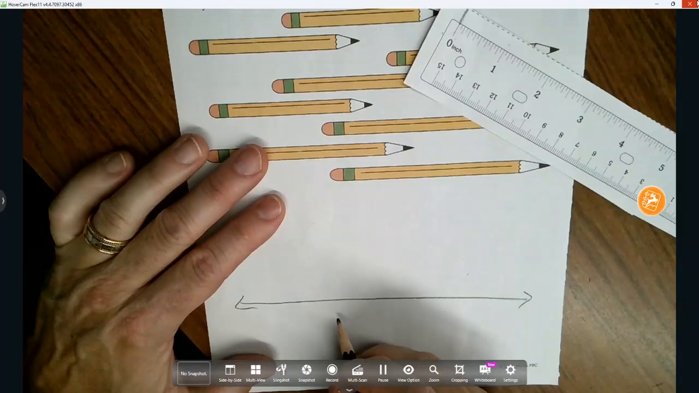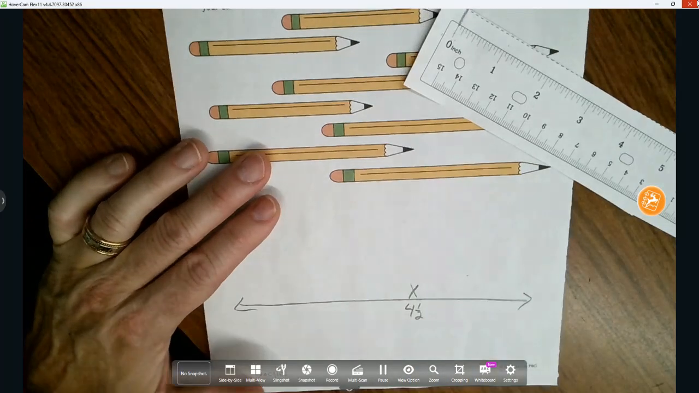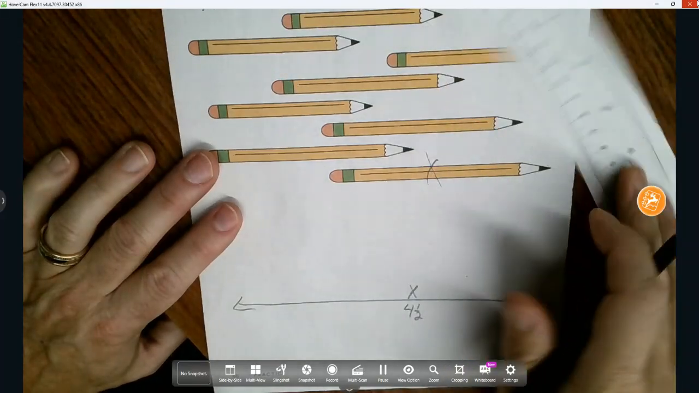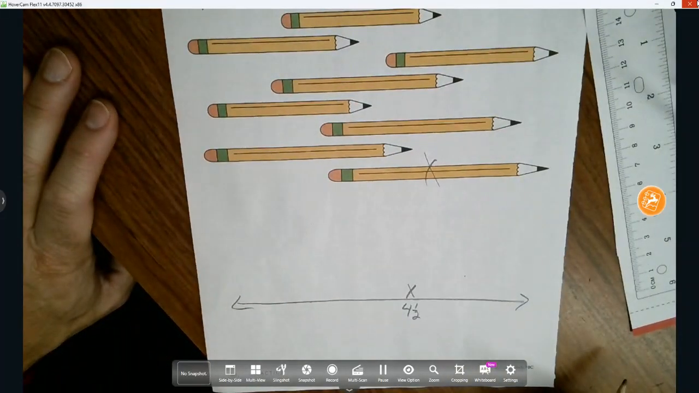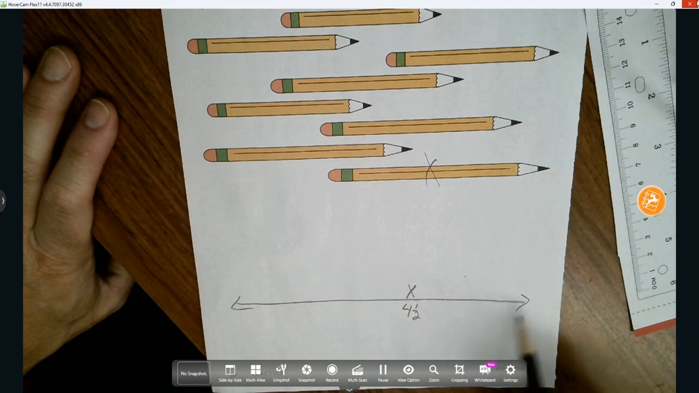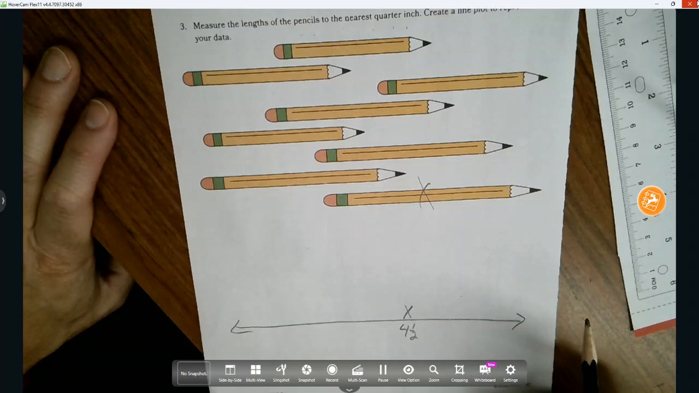So I'm going to write 4 1/2, and I'm going to put an X right there. All right, there's my 4.5 with my X. I measured that one, done with it. Keep doing that. Measure them out. Make sure you keep these in order though. Make sure you're going from smallest number to biggest number when you're putting them on here. Don't just put them wherever. They still need to be in numerical order.